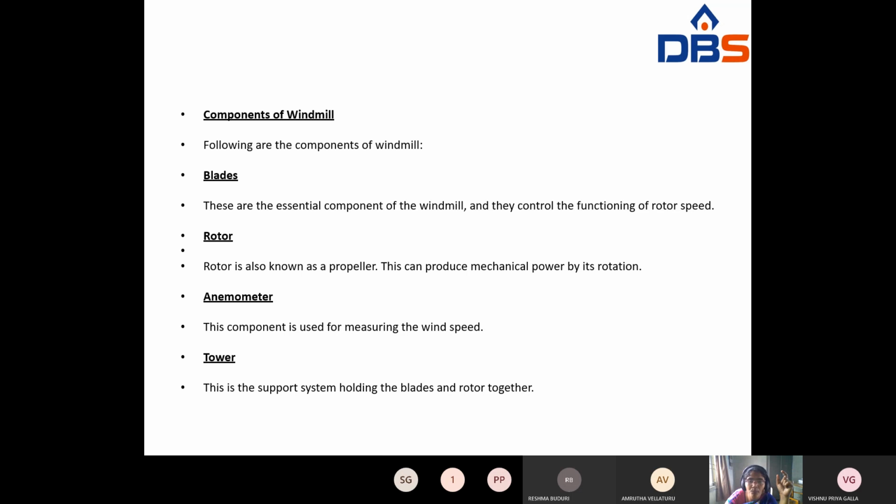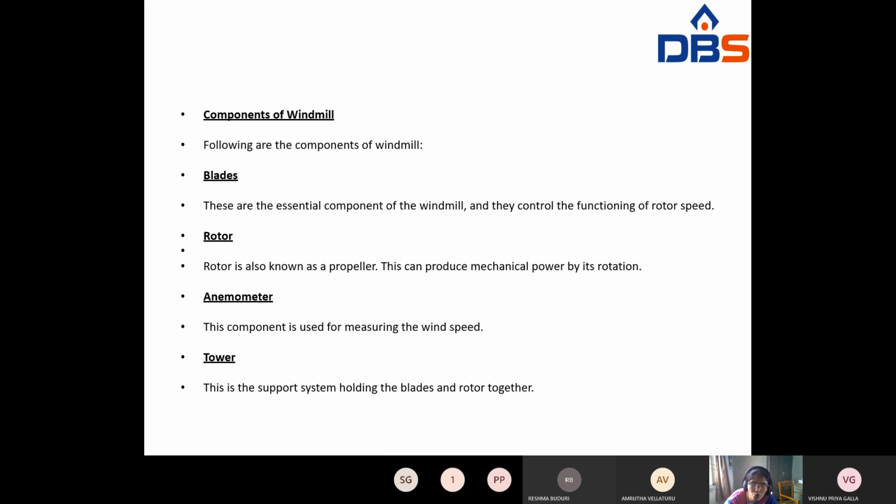Blades are an essential component of the windmill, and they control the speed of the rotor. The rotor is also known as the propeller. It produces mechanical power by its rotation. Whenever the rotor rotates, at that time only the mechanical power will be produced.